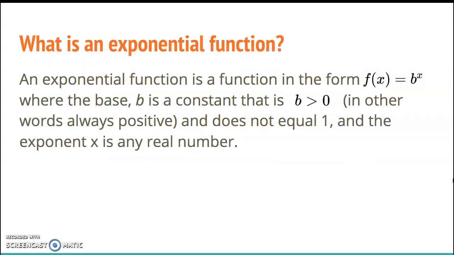An exponential function is in the form f of x equals b to the x, where the base is what we call the constant b, and it has to be a constant that is greater than 0, so it has to be positive, and it cannot equal 1. And then the exponent that you have is any real number.